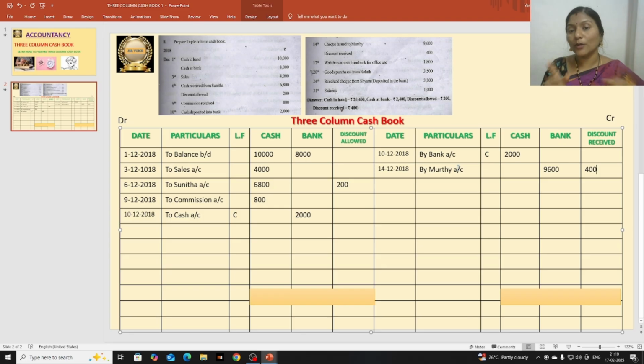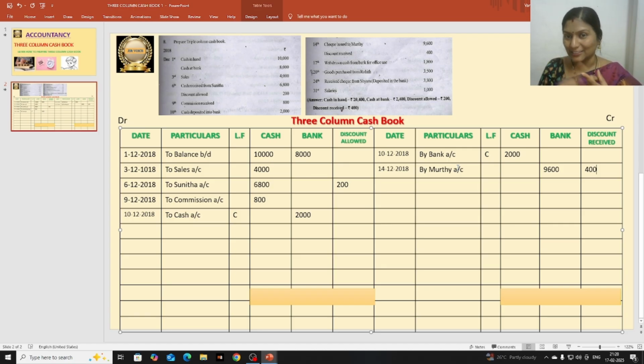So these two are known as contra entry transactions. Here we have withdrawn cash from bank for office use only. If it is office use, definitely it is a contra entry. It is not for personal use. It is second contra entry. I have given two contra entries to you all. First one is deposited into bank. Second one is withdrawn from bank. This is the second type of contra entry that I mentioned to you.